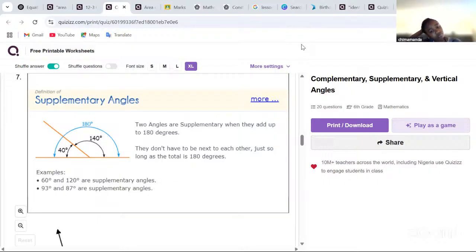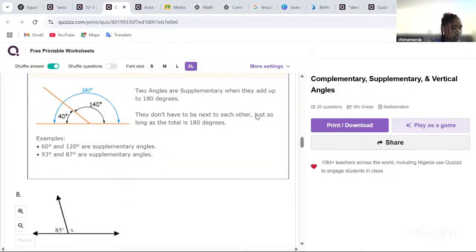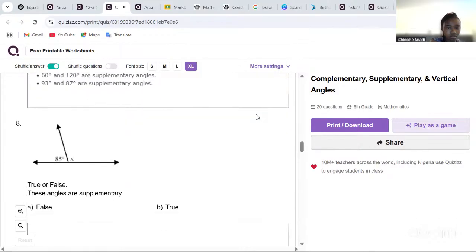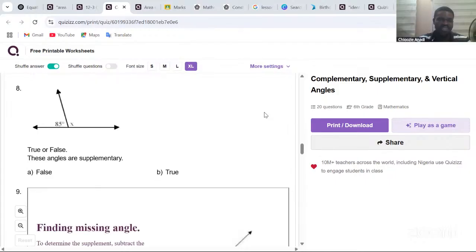They add up to 180, right? Which is absolutely correct. Two angles must surely add up to what? 180 degrees. Because of our time, let's keep on going. Look at this. It says true or false. Are these two angles supplementary?